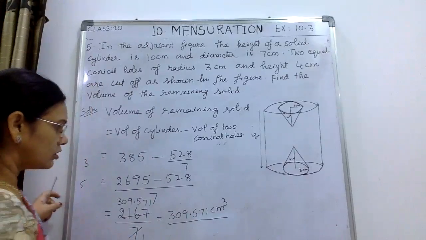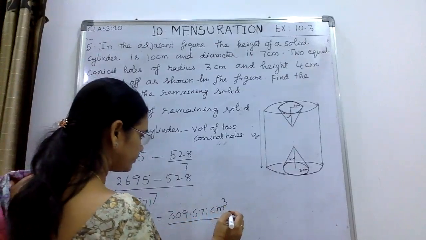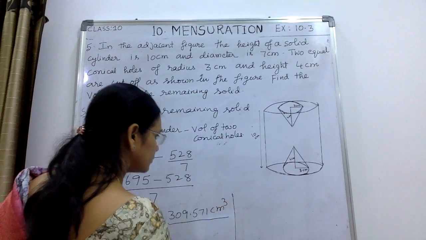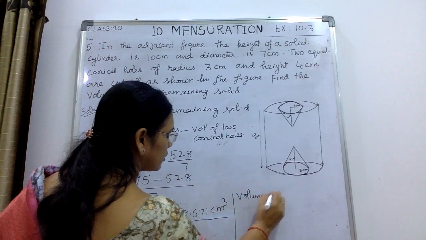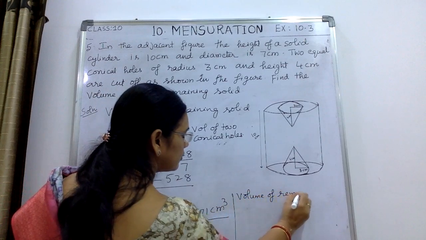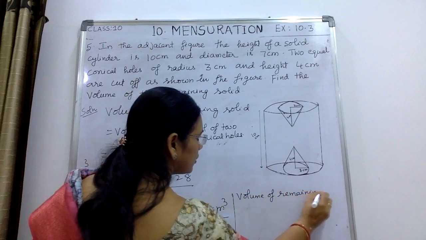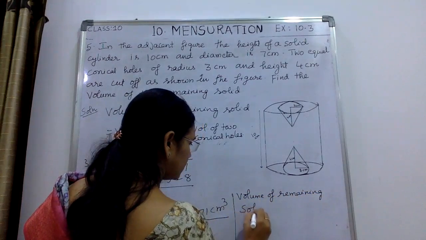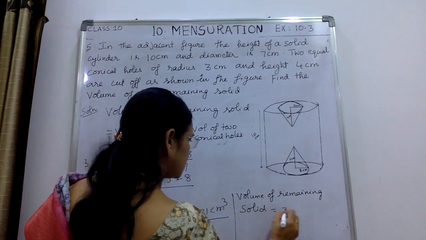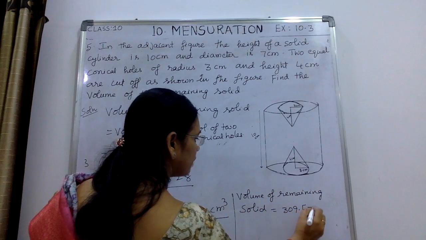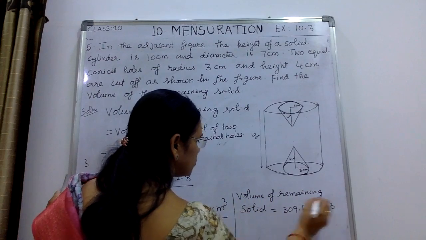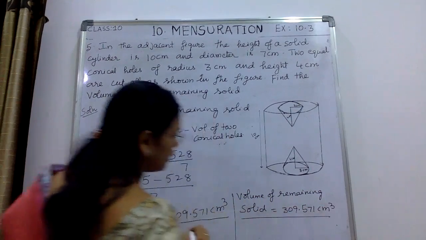Let us note down the solution. Volume of remaining solid is equal to 309.571 centimeter cube. So this is our answer.